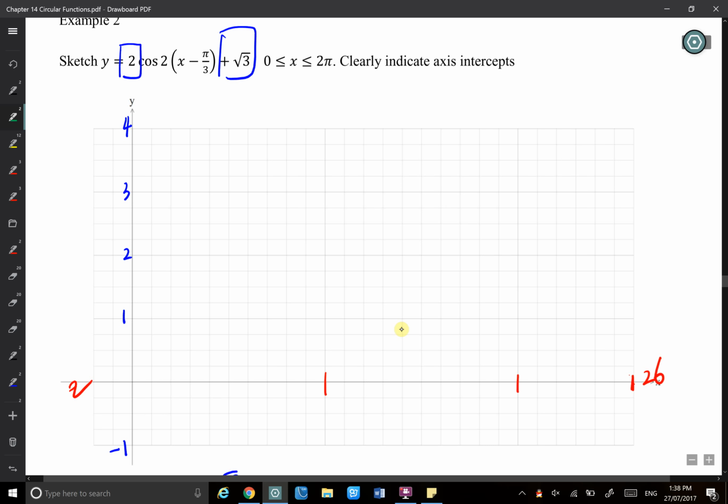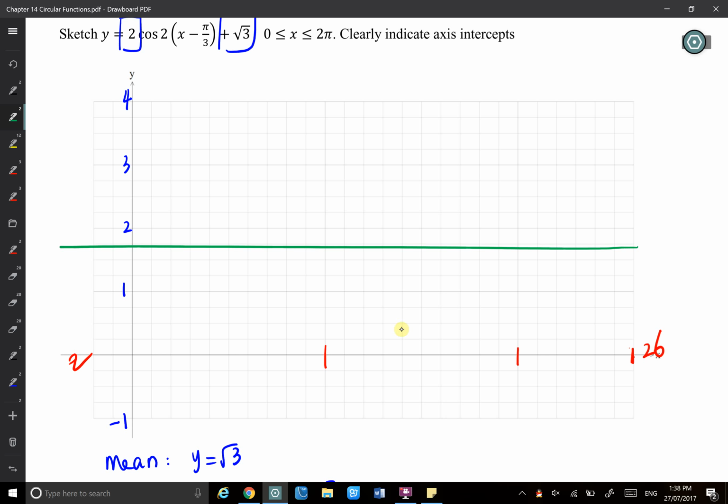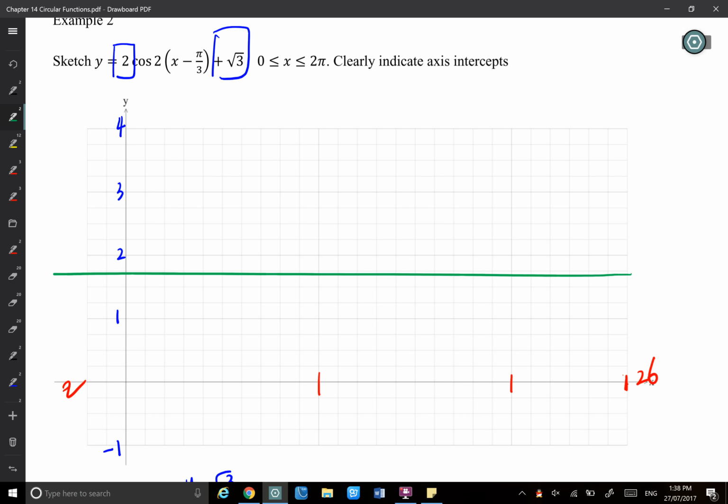Okay, that's 1.5. 1.75 is here, a bit below 1.75. It doesn't matter, it's not necessary to be that accurate. So it's about here and go up by 2 units.